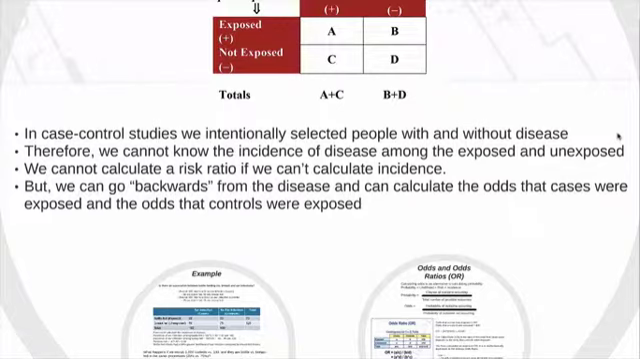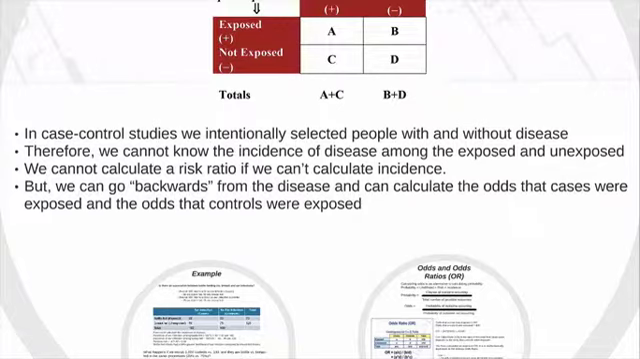Therefore, we can't know from case control studies the incidence of disease among our exposed and unexposed, right? We're not looking to see how disease develops among our exposed and our unexposed. We have intentionally selected the number of cases we're going to look at and the number of controls we're going to look at to understand their exposure history. So because we cannot calculate incidence, we also cannot calculate risk ratios, relative risks, incidence rate ratios, all of those incidence rates and relative risk measures that we learned last week. We cannot calculate them because we cannot get incidence from our case control studies.